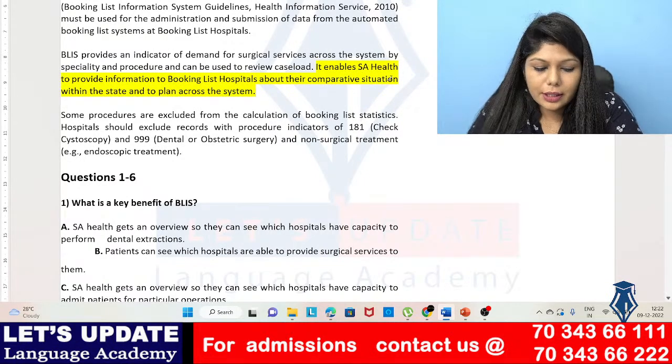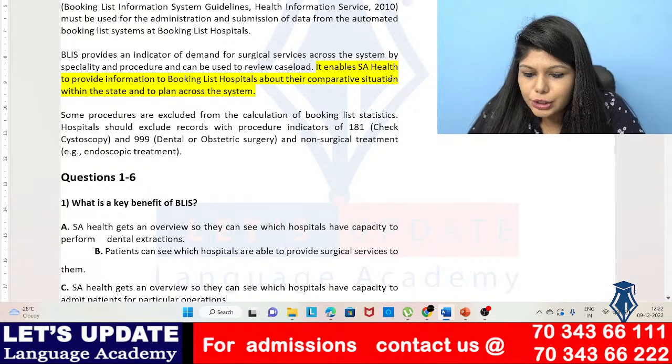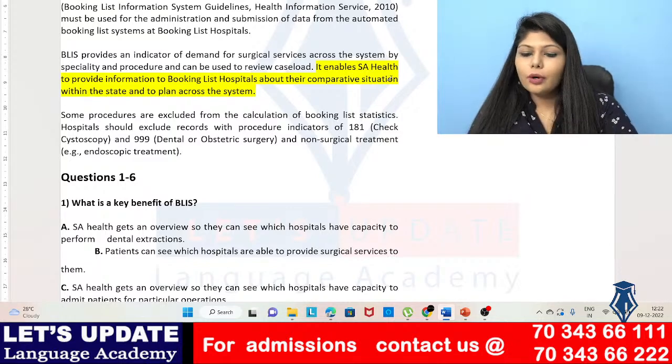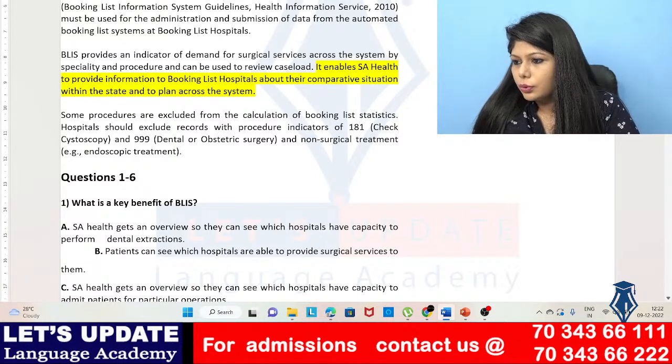So this will be the answer which will help us to choose option C. Right. So now we move to the next question.